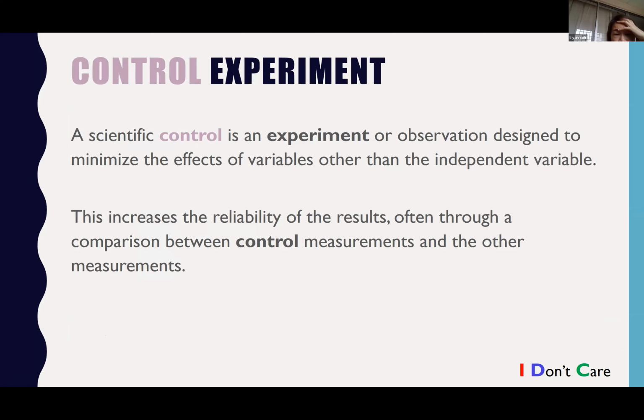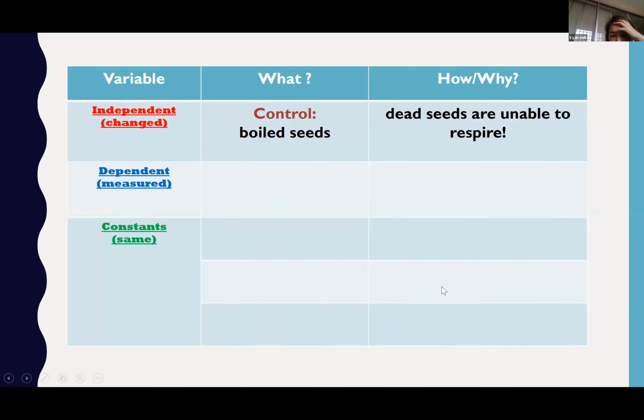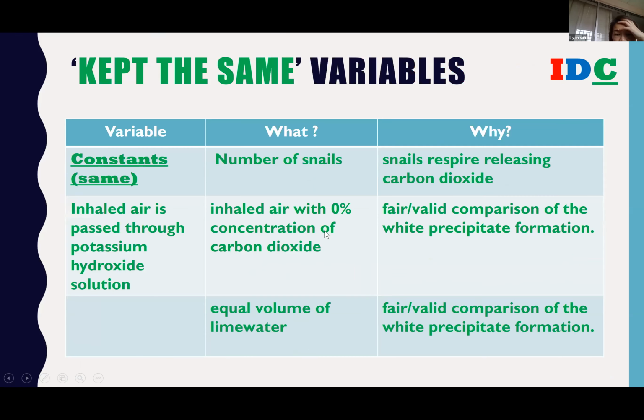The control is designed to minimize effects of variables other than the independent variable. So for the antiseptic solution, I must use the same concentration for both the peas and the void peas. What is a void pea?